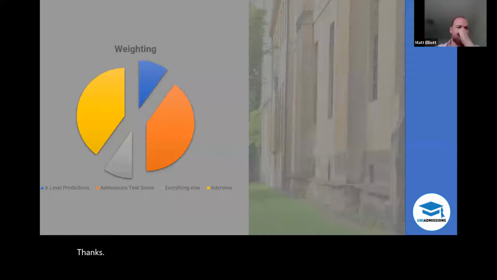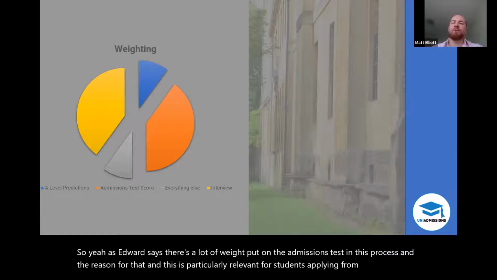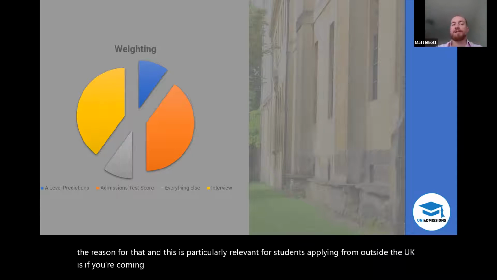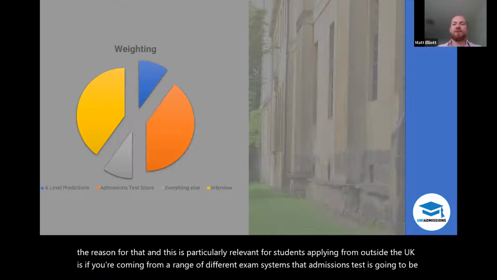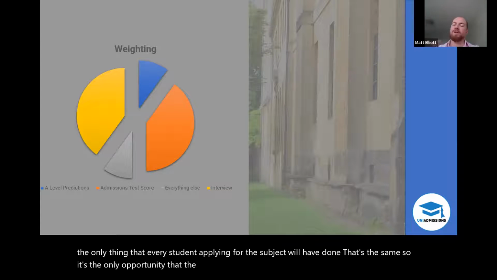So yes, as Edward says, there's a lot of weight put on the admissions tests in this process. And the reason for that, and this is particularly relevant for students applying from outside the UK, is if you're coming from a range of different exam systems, that admissions test is going to be the only thing that every student applying for the subject will have done that's the same. So it's the only opportunity that the universities have to make that direct comparison between the students.